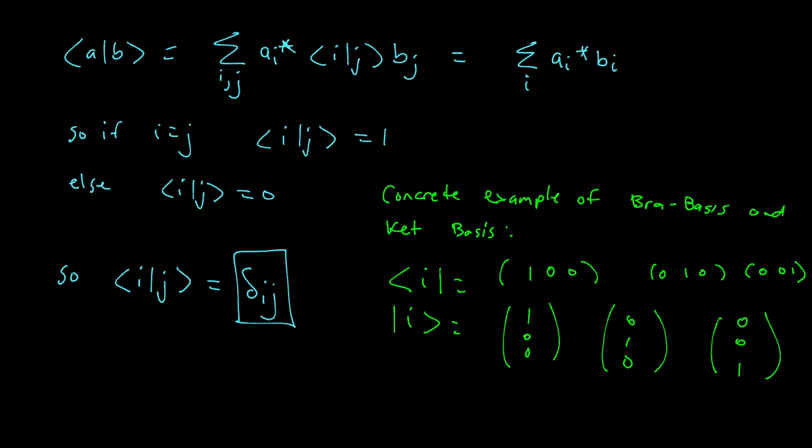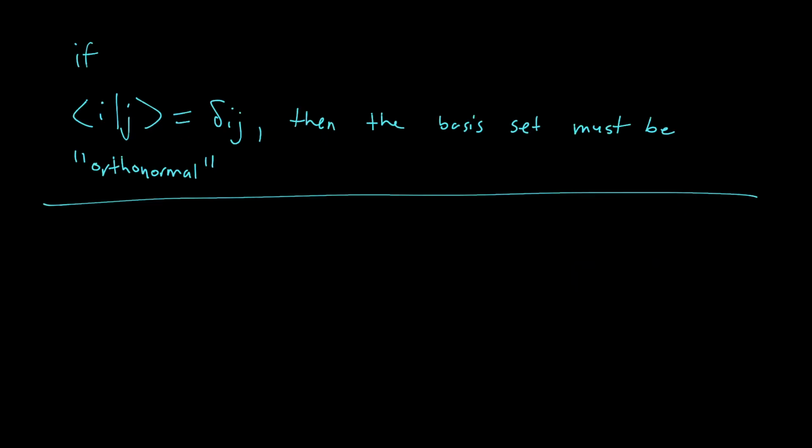Now I know that bra basis and ket basis is highly abstract, so for a concrete example, a three-dimensional example of a bra basis and a ket basis, bra i will just be the row vectors 1, 0, 0, 0, 1, 0, and 0, 0, 1. And the ket basis of i will just be column vectors 1, 0, 0, 0, 1, 0, and 0, 0, 1. Again, this is just a toy example to make something that's highly abstract more concrete. Since bra i times ket j equals delta ij, that means the basis set must be orthonormal.